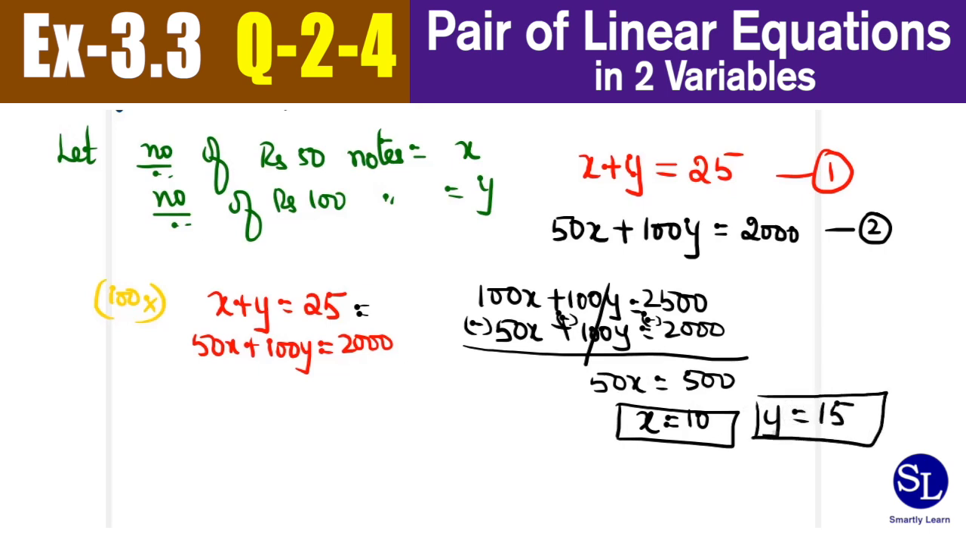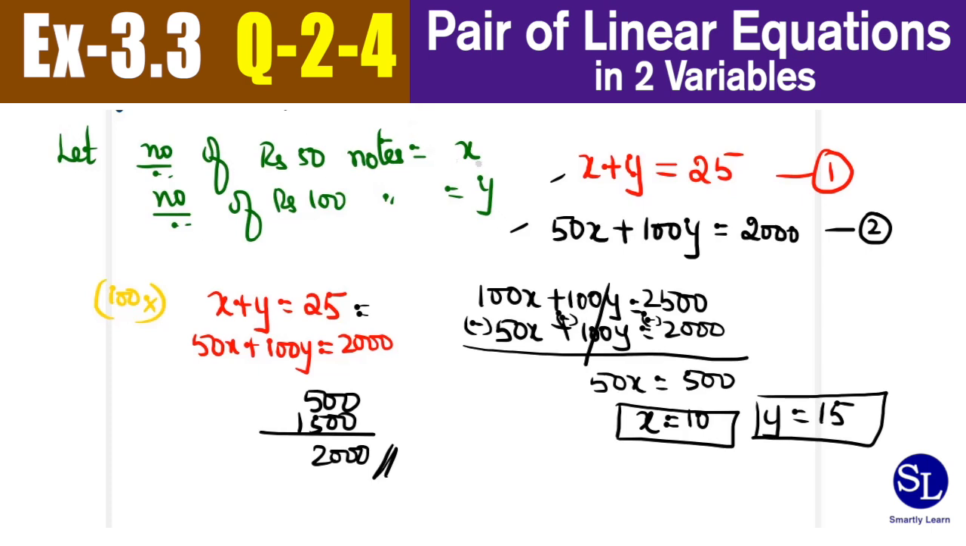Now let us see if our condition matches. x plus y is equal to 25. Obviously that is done. Now let us check. 10 fifty rupee notes I get. So 10 into 50 is going to be 500, plus 15 hundred rupee notes I'm going to get. So 15 into 100 is 1500. On adding these two, I get 2000. So both the conditions are matching. So we know that the answer we have derived is also right.